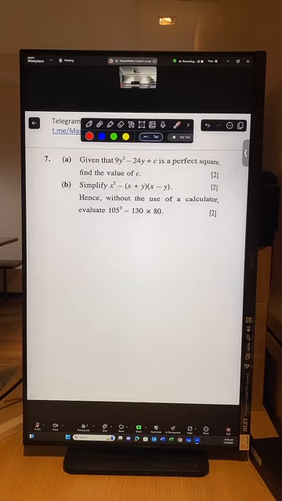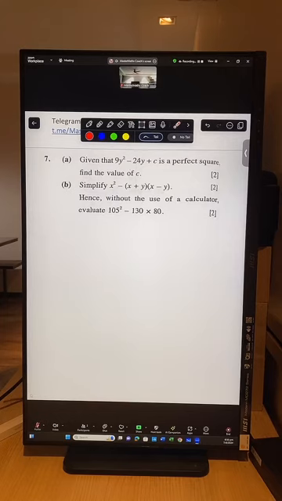Okay, I think the time now is 8:50. Let's go through this question. Now, given that 9y square minus 24y plus c is a perfect square, find the value of c.